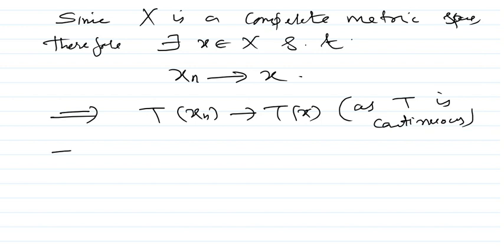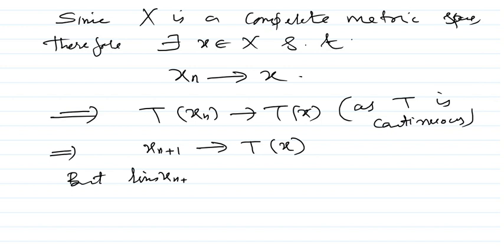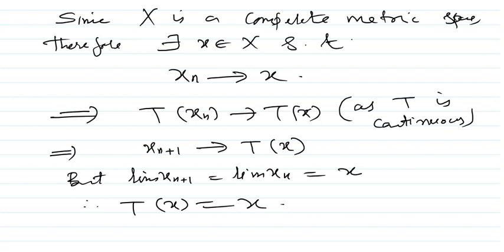But what's T of xn? It's actually xn+1. It converges to T of x. But the limit of xn+1 is the same as the limit of xn, which is equal to x. So therefore T of x is equal to x. Hence T has a fixed point.